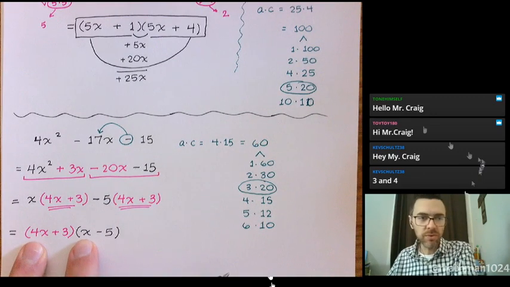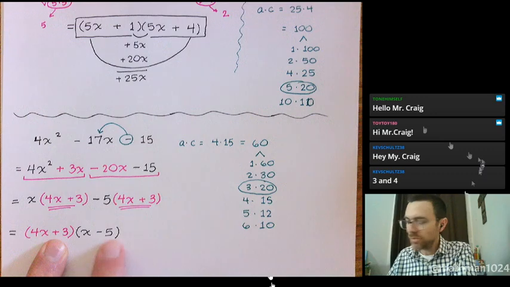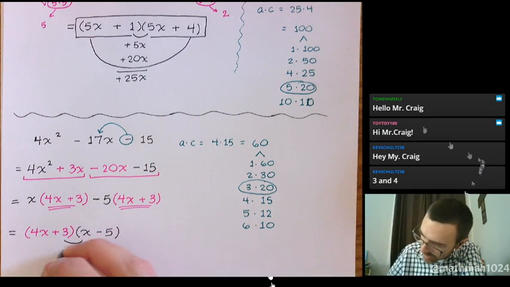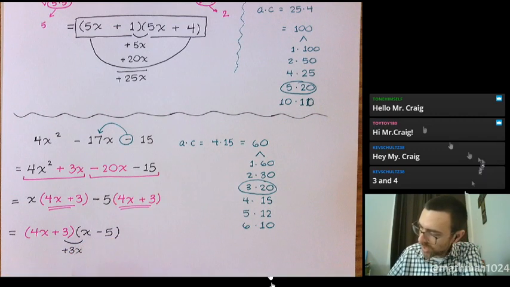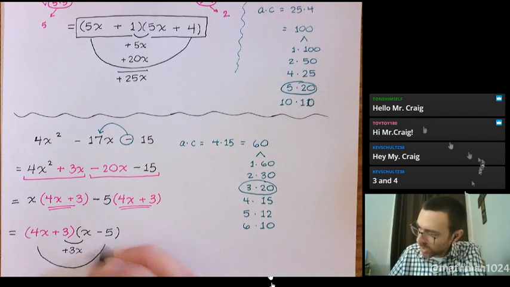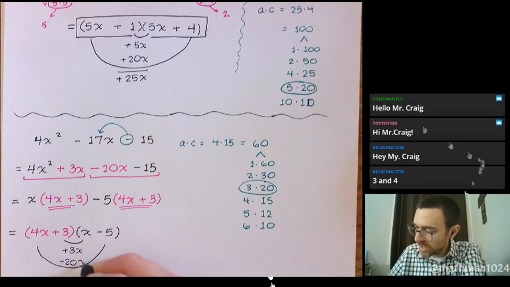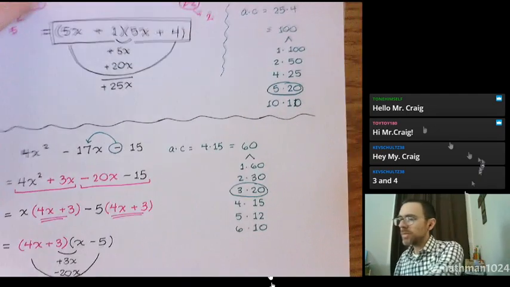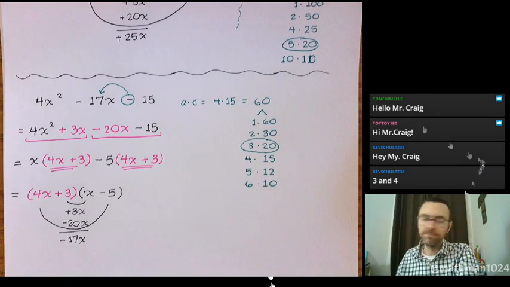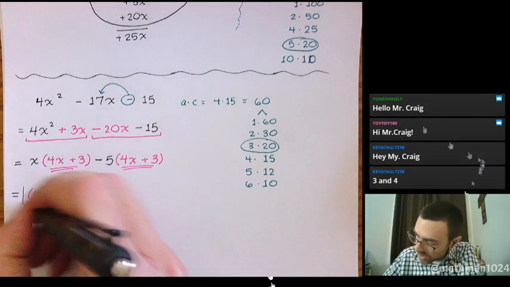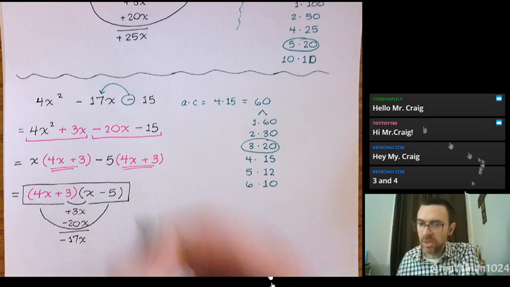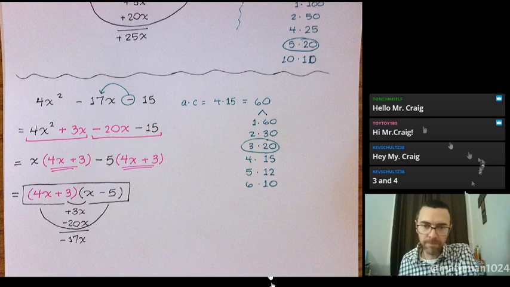So that is going to give you the 4x squared when you multiply. Positive 3 times negative 5 is negative 15. On the inside, positive 3x. On the outside is negative 20x. And when their powers combine, we get negative 17x. Okay, so everything checks out. Now you could have factored this using any of the methods that we've talked about today. Just make sure that you pay attention to your signs and everything's going to be okay.